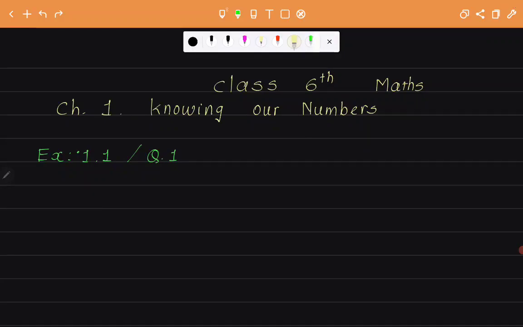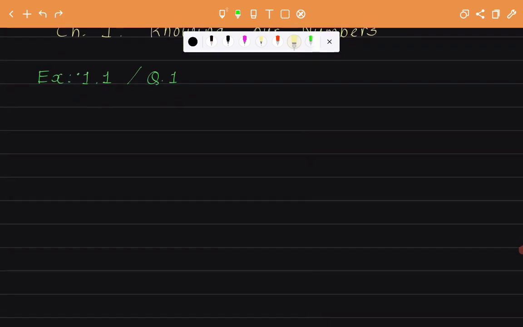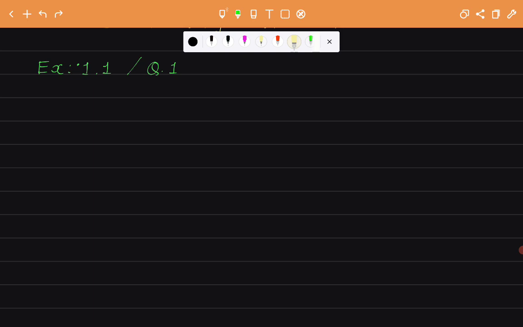Let's understand class 6th maths chapter 1, that is Knowing Our Numbers. Today we are going to talk about the first exercise, 1.1, question 1. Before understanding the question, we will understand the concept on which this question is based. So let's first understand the concept.